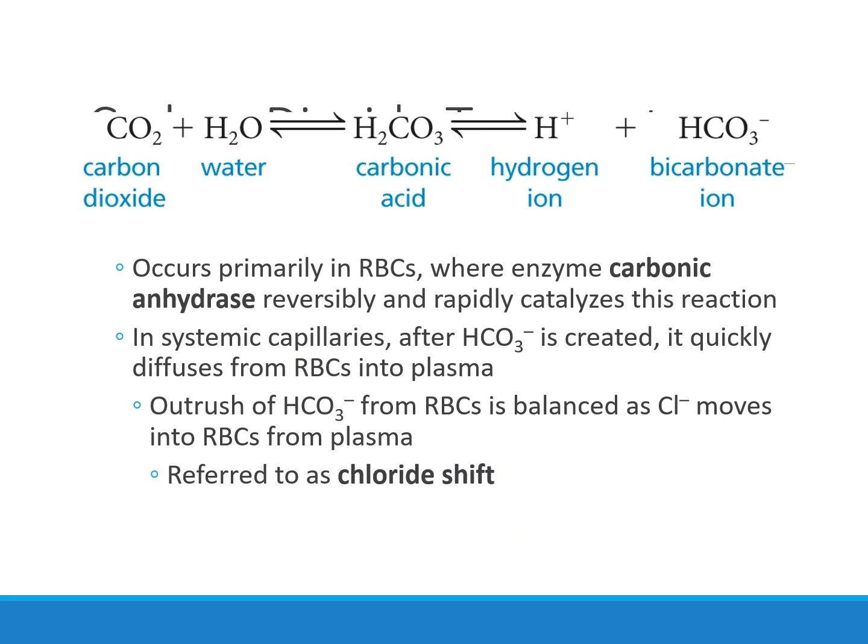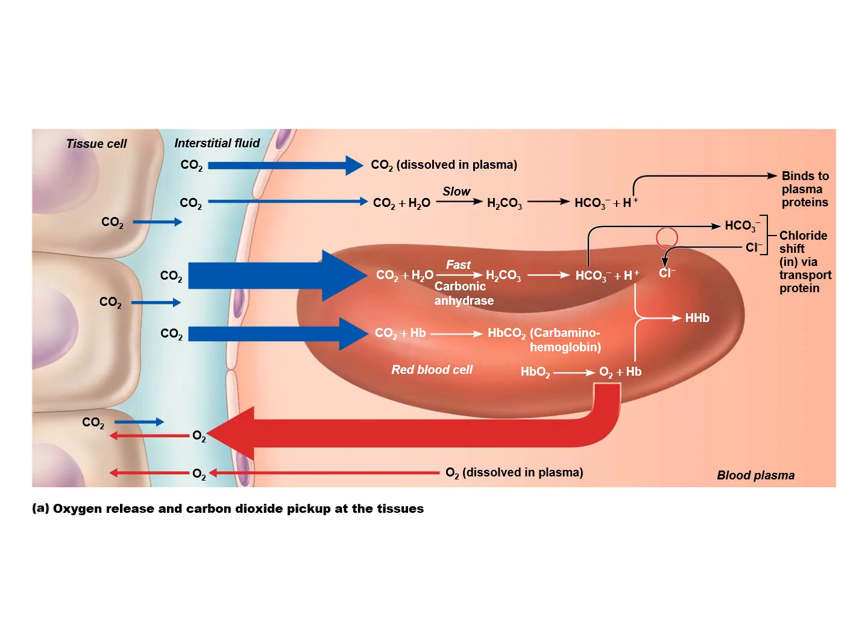In the systemic capillaries, after the bicarbonate is created, it's quickly diffused from the red blood cells into the plasma. The outrush of the bicarbonate from the red blood cell is balanced as the chloride ion moves into the red blood cell, and that's referred to as the chloride shift. And so that's what they're showing you there, what's happening, the chloride shift.